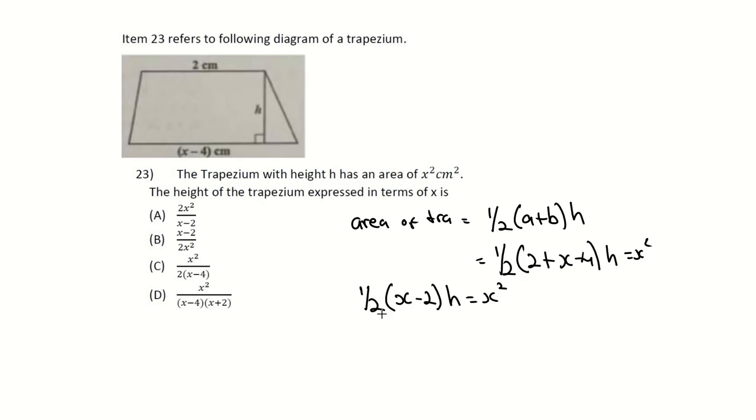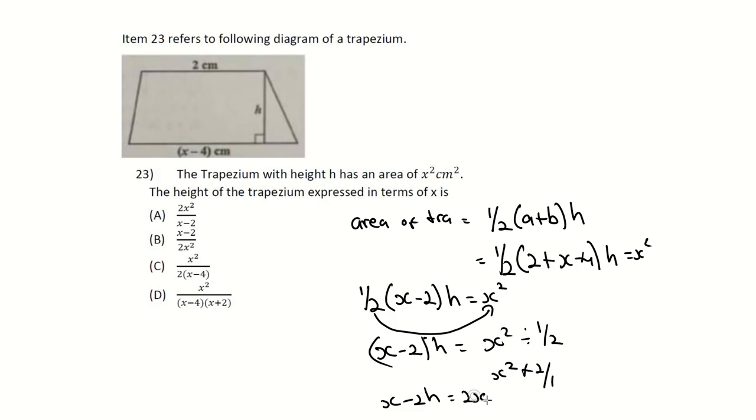I want to make h the subject because I want to know what h is equal to. So first, I carry across the multiply by half, which turns into divide by half. So x minus 2 times h is equal to x squared divided by half, which is x squared multiplied by 2. So (x minus 2)h equals 2x squared. To make h the subject, carry this across, so h is equal to 2x squared all divided by x minus 2, and that is answer E. That is how you would have done this question.